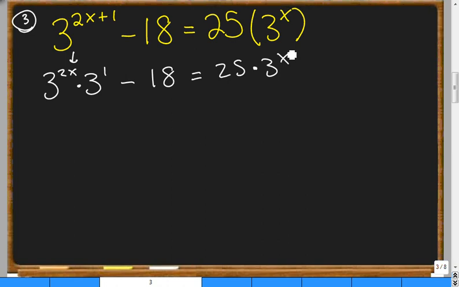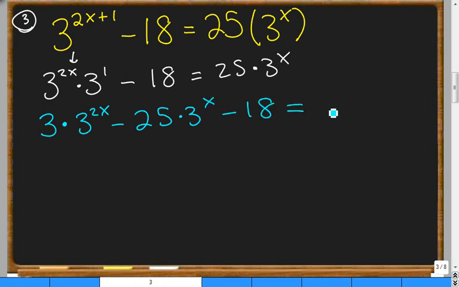Now I'm going to set this up like a quadratic equation. I'm going to have my 2x, kind of my square term, out front, so I'm going to have 3 times 3 to the 2x. That's like my squared term. I'm then going to subtract this side over. That's my regular x term. I'm going to have minus 25 times 3 to the x, and then minus 18, and that's going to equal 0.